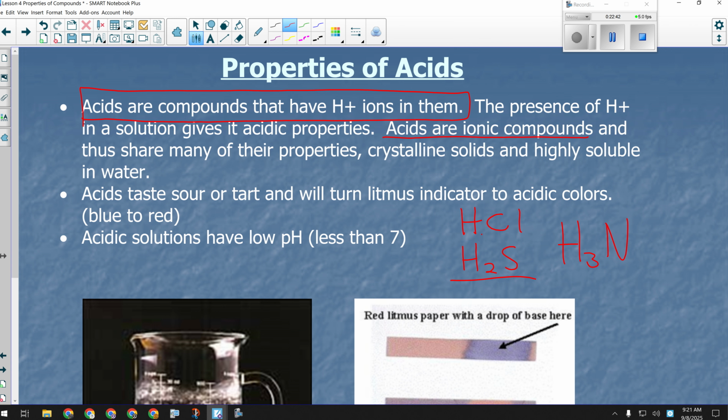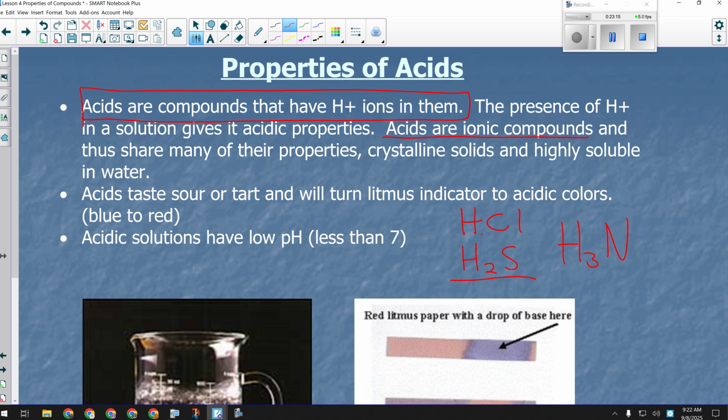So if you see something in your list of unknowns that starts with hydrogen, and it's ionic, would it have a low pH? Yeah, because acids have pHs below 7. So if you're doing a bunch of tests and one of yours turns your litmus paper bright red, that would be an acid. You just have to look down your list of unknowns for something that is an ionic compound starting with hydrogen. Questions there?